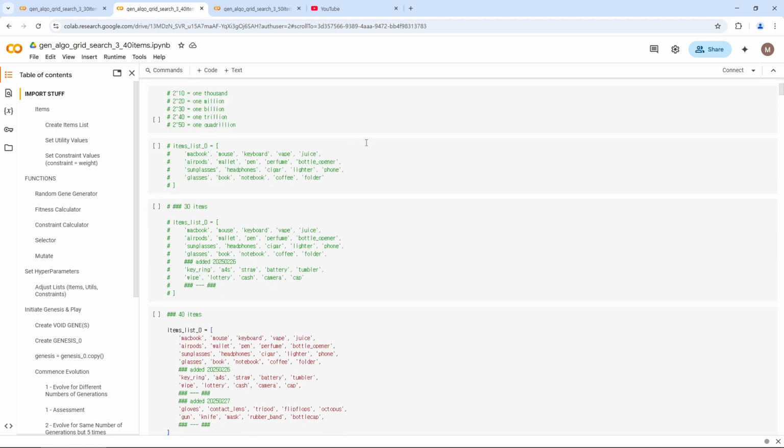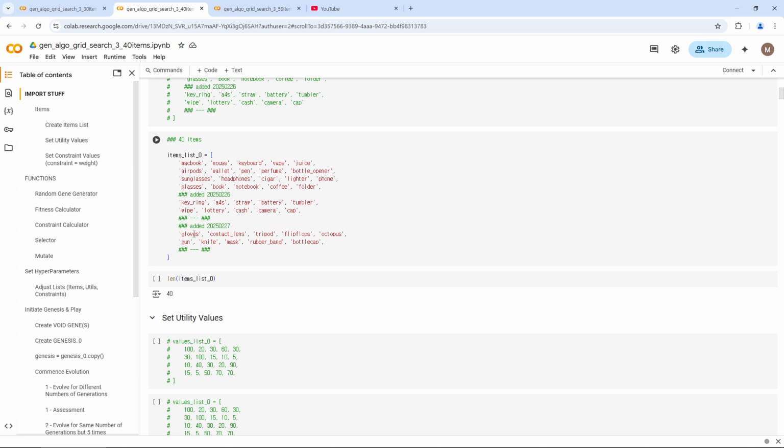Everything is the same, except 10 new items were added: gloves, contact lens, tripod, flip-flop, octopus, like a plastic doll of an octopus, and a gun. Yeah, I don't own a gun. A knife. Why not a knife? If I already put in an imaginary gun, why not put in an imaginary knife? And a mask to block viruses, COVID virus or whatever, a flu virus, and a rubber band, and a bottle cap. Some useless items.